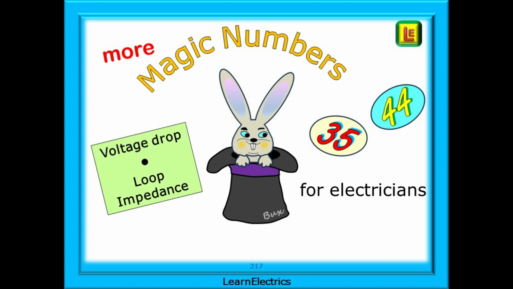Several years ago, we made a short video called 35, the magic number, and it's now time to improve on that and to add a second magic number. These numbers will help you to calculate voltage drop and loop impedance, or ZS, without the need to refer to tables, and they are quick and accurate.